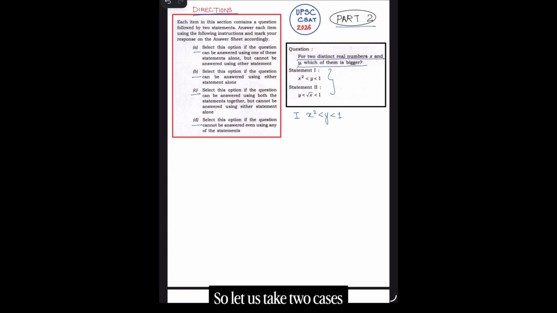So let us take two cases. Case 1, x is less than y. So let's take x equals 0.5 and y equals 0.6. So here the condition is satisfied since 0.25, which is x square, is less than 0.6, which is less than 1. So this condition is satisfied. Here x is less than y.